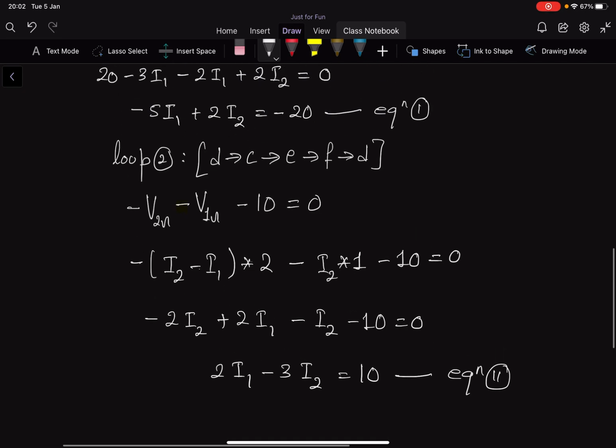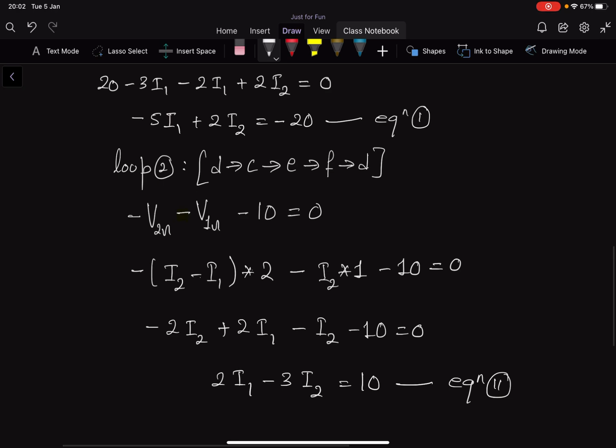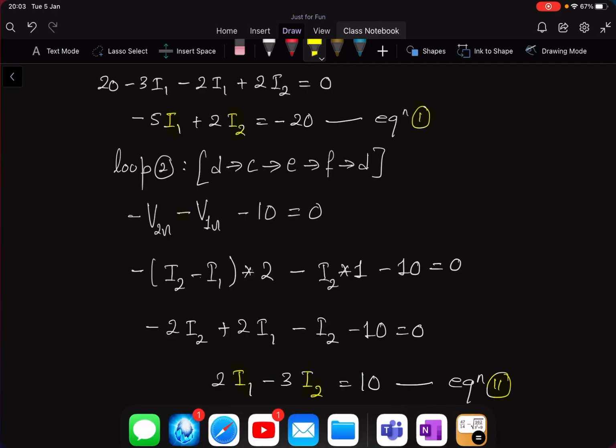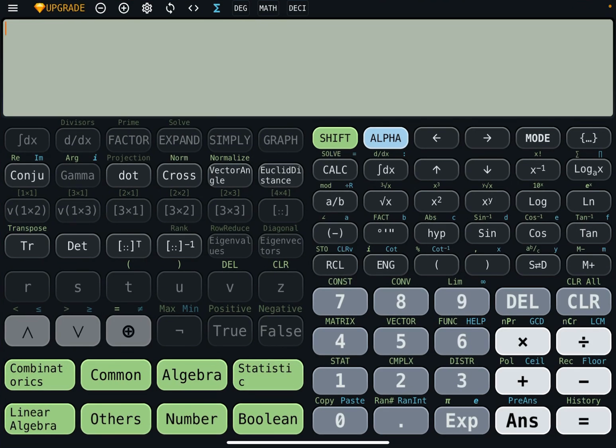So once we have equation 1 and equation 2, we have two unknowns. The unknowns are I1 and I2. So we have two unknowns and two equations, equation 1 and equation 2. That means we can find the solution using a calculator. Now what I'm going to do is use my calculator here, and for this I'm going to go to the mode.